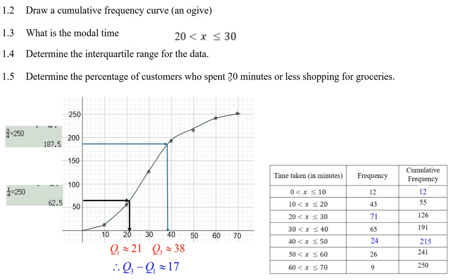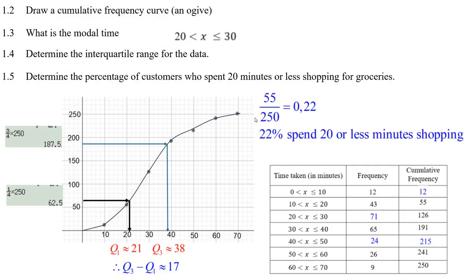Determine the percentage of customers who spent 20 minutes or less shopping for groceries. Well, there were 55 people, that's what the cumulative frequency tells us. 55 out of 250 that were less than or equal to 20 minutes. That's what the table's telling us. So that percentage, 55 over 250, is 22% spent 20 or less minutes shopping. There's your stats all done.